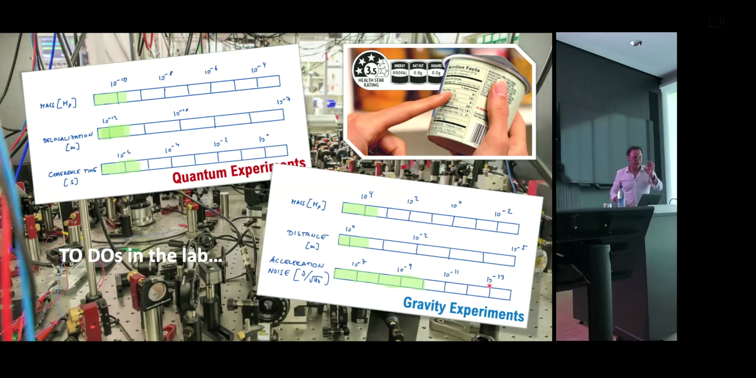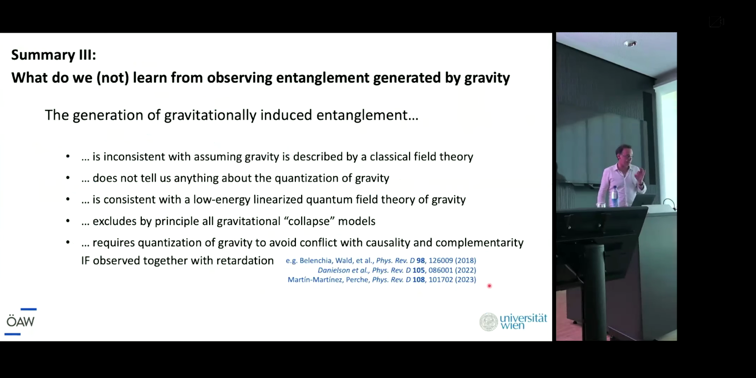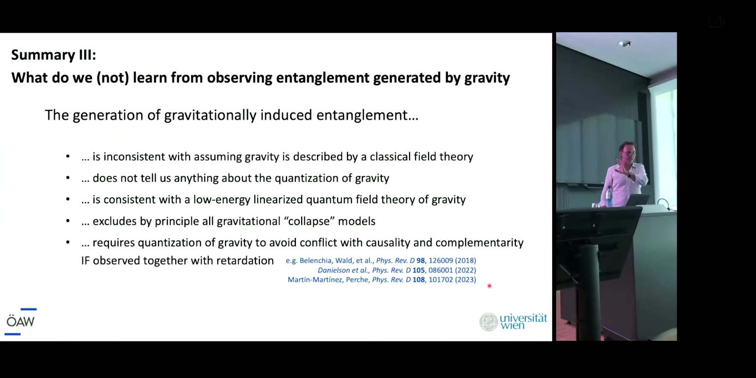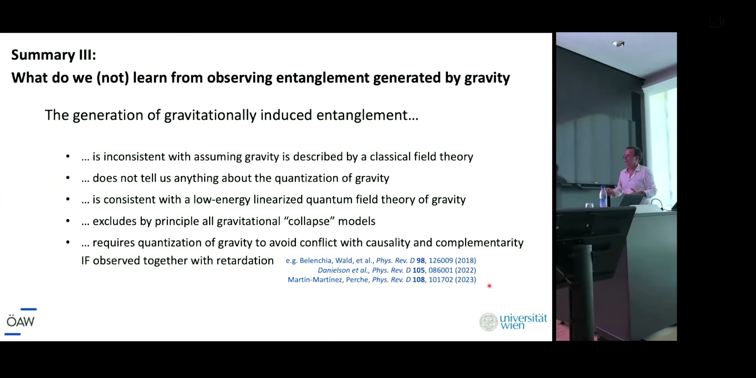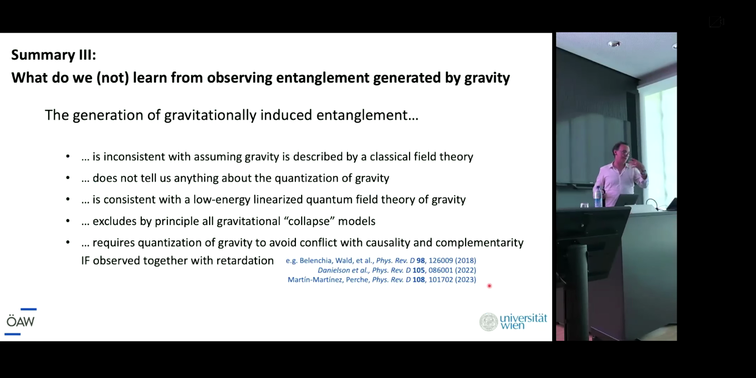So last summary statement, just to be very clear now, what do we learn from observing entanglement generated by gravity? Now let's assume one would observe it eventually. Well, to be very, very clear, because there are many misconceptions, I would claim, in the literature: the generation of gravitation-induced entanglement is inconsistent with assuming gravity is described by a classical field theory. I think this is the one and only statement that you can correctly say.